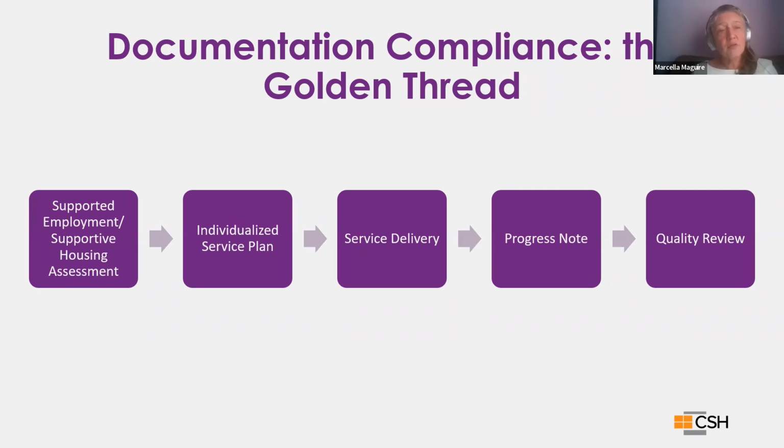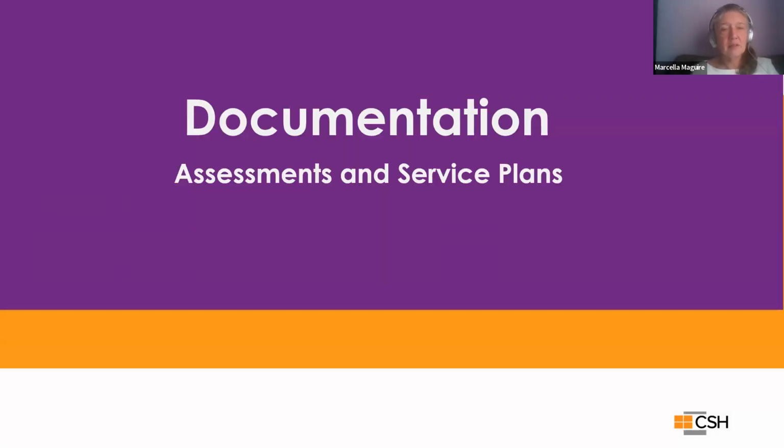Based on the individualized service plan, services are delivered, services are documented by a progress note, and then those progress notes are reviewed in the quality review process. In each of these, you can see that golden thread from that initial assessment, what Marcella's goals are for herself and her life, and through each of these pieces of documentation. So next slide, please. And I believe the state has a lot of training and supports on that golden thread idea as well.